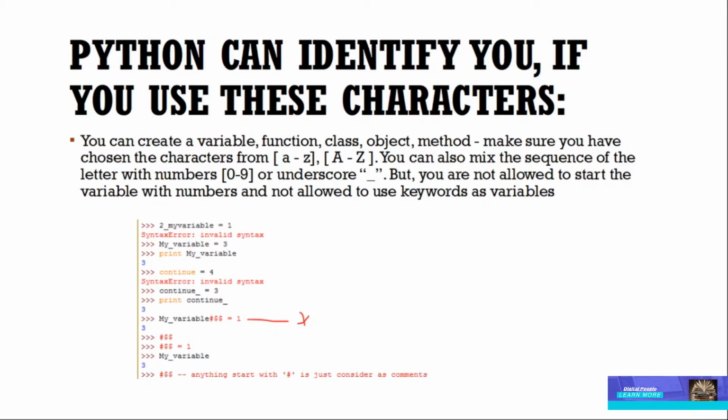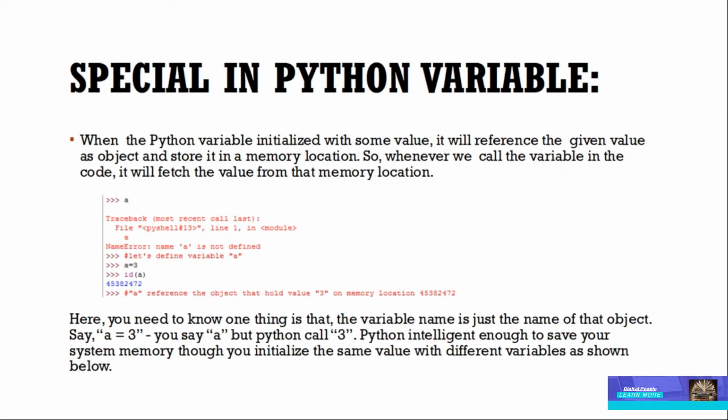One more thing. I wanted to add my variable and then hash, then dollar symbol equal to 1. In this case, whatever goes after the hash is just considered as a comment. Okay, let's see special variables in Python. We learned that a variable should not be a keyword, should not start with a number, and should not contain special characters.